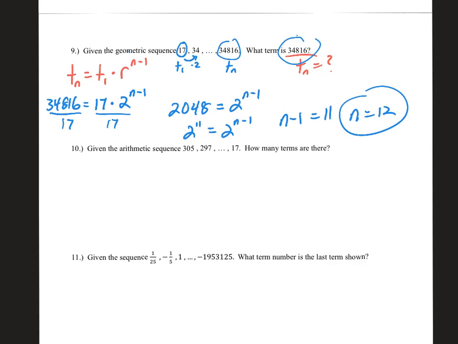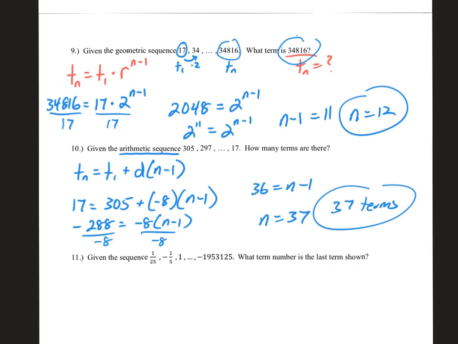All right, so why don't you guys try number 10. I'll pause it here and try number 10, and when you finish, I'll have the answer written down, worked out.